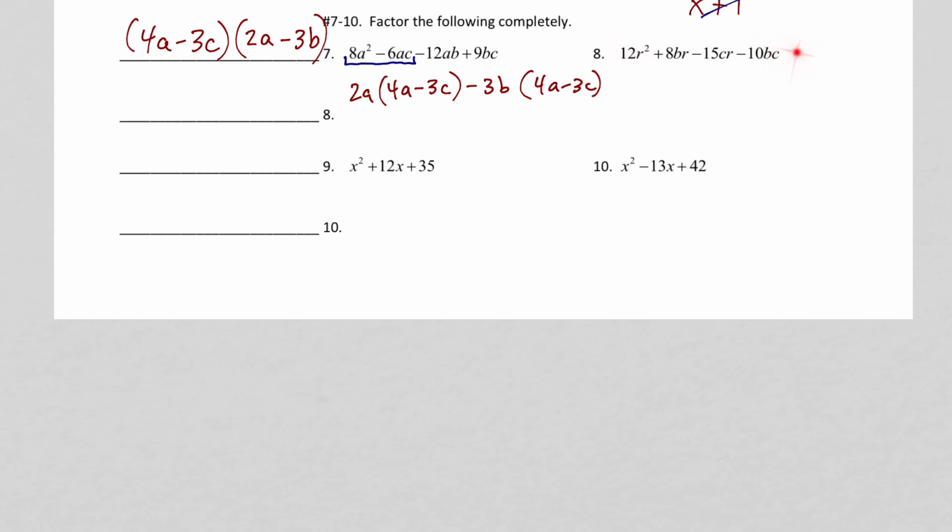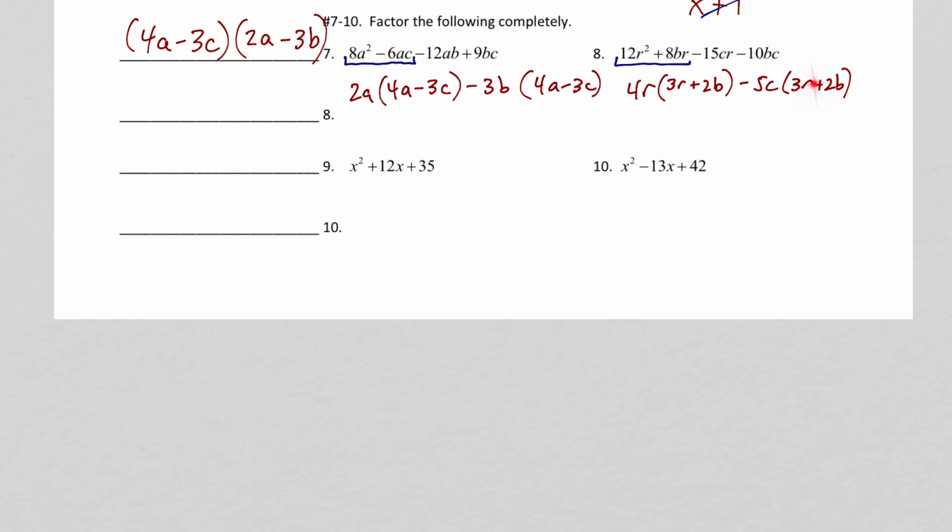Again, I have 4 terms, so I'm going to try factoring this by grouping. I'll group these two together as if they're a separate problem, and I'll take out a 4r. And that leaves behind a 3r plus a 2b. So I'll leave a big space, and I'll put 3r plus 2b down again, and then I'll think about what I need to put here, so when I distribute it, I get back to those. And it looks like a negative 5c.